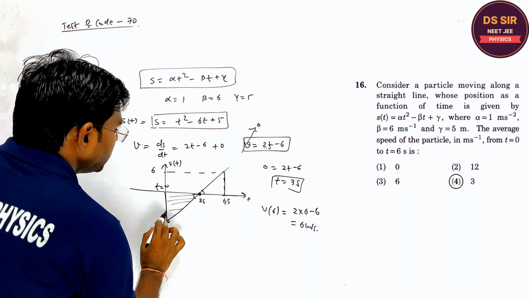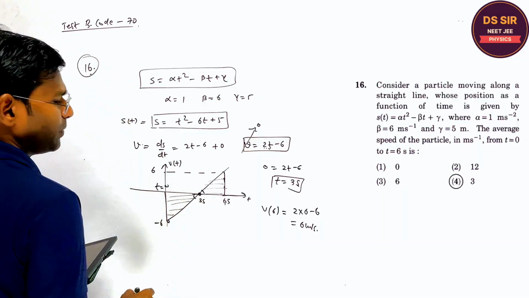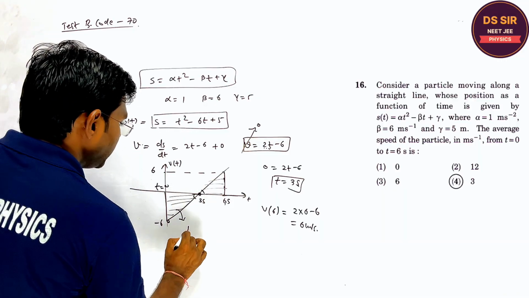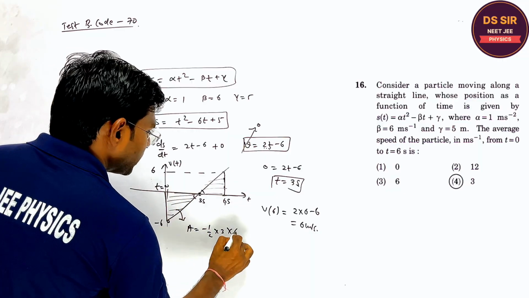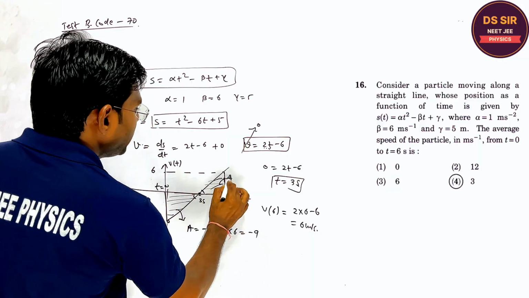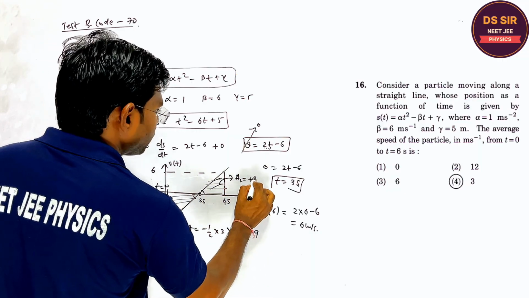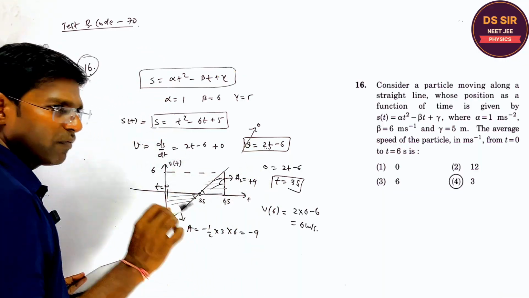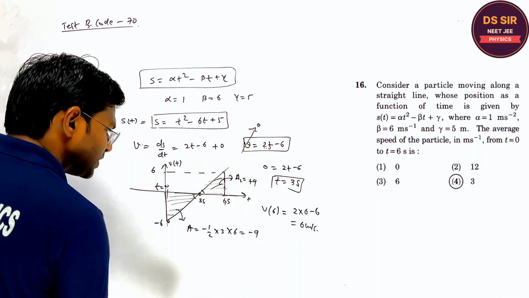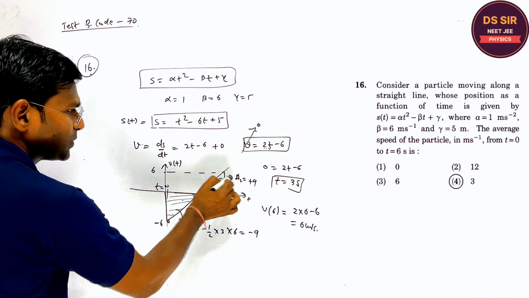If you consider the displacement, the total displacement will be 0, because this area will be equal to minus 1 by 2, 3 into 6, which is 9. And the same area you will get, A2 is also 1 by 2, which is plus 9. So the displacement will be 0, but the speed will be positive 9 plus positive 9.